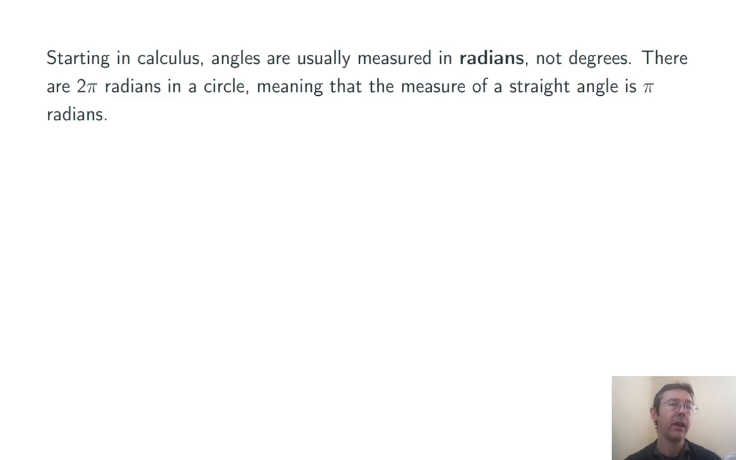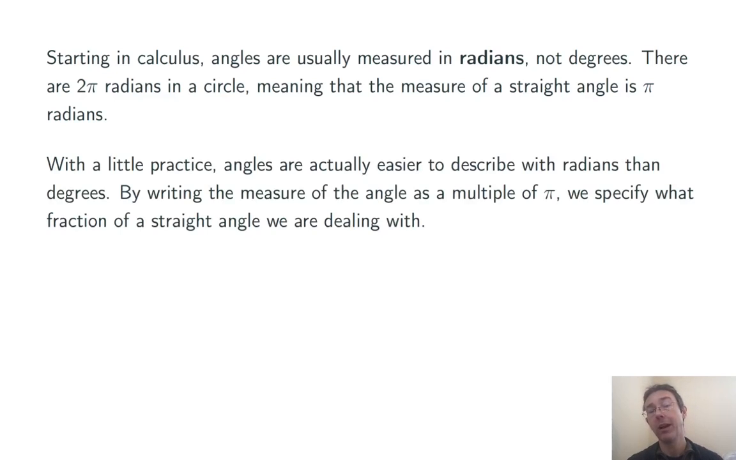Starting in calculus, angles are almost always measured in radians, not degrees. There are 2 pi radians in a circle, meaning that the measure of a straight angle is pi radians. At first, it is very frustrating that the number of radians in a circle is not an integer, but isn't even rational.